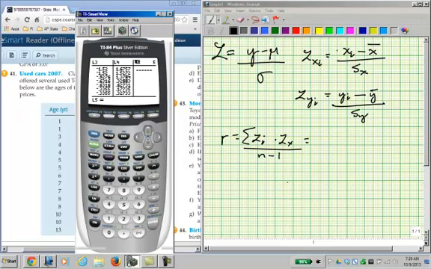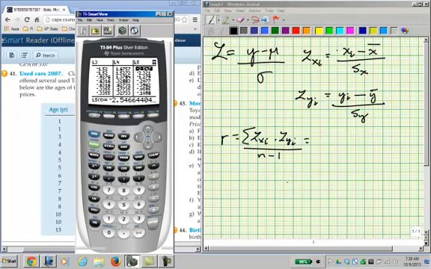Now what we're going to do is we're going to make this L3 times L4. Okay? L3 times L4. In other words, we're doing z sub x sub i times z sub y sub i. I miswrote this earlier. So in other words, we're multiplying the z-scores of the x and y variables, which are in L3 and L4. So I hit enter. And here's the products. So we have to add them up.